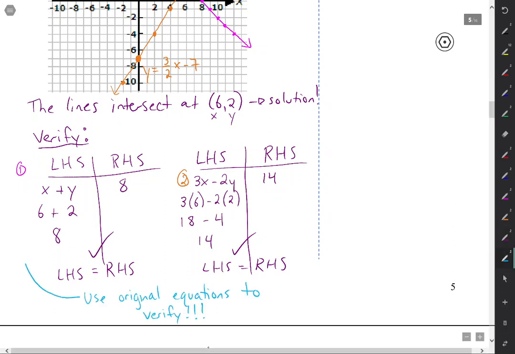So I'm just going to add a little side note, and you might want to add this for yourself as well, to use the original equations to verify. So do not use the ones that you switched.